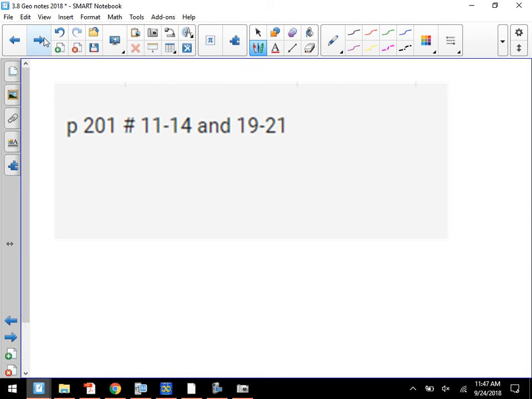Homework's in the textbook. I think it's like eight problems. Pretty sure 11 through 14 is 5, and 19 through 21 is 3. So 3 plus 5 is.